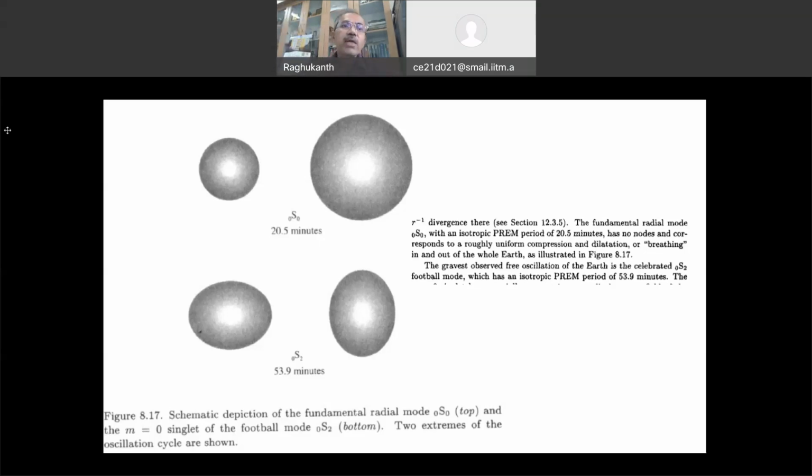So this is what we said. You have these mode shapes. So the breathing mode, that's what this is. Its periodicity is 20.5 minutes. Then this football mode is 53.9 minutes itself. And similarly we can extract for all of them. This is how it looks like.